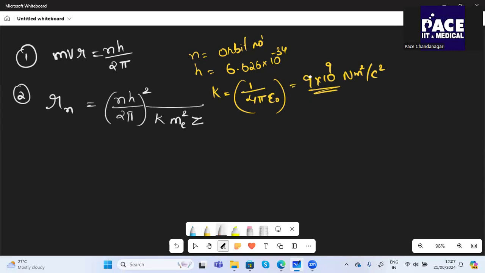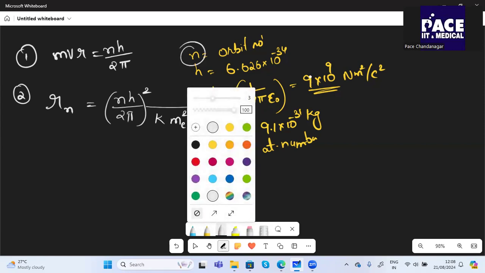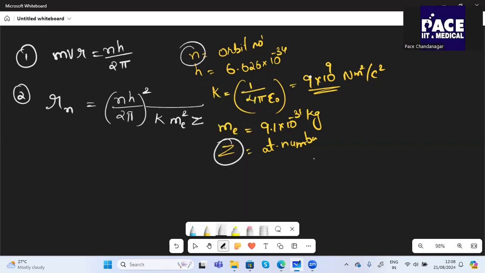This is also a fixed value which you should observe. And the mass of the electron is 9.1 into 10 to the power minus 31 kilograms. And Z stands for your atomic number. See, what is the variable part here? The variable part is only your nth orbit, whichever orbit I talk about, and Z, whichever element I am talking about. The rest all remain constant.